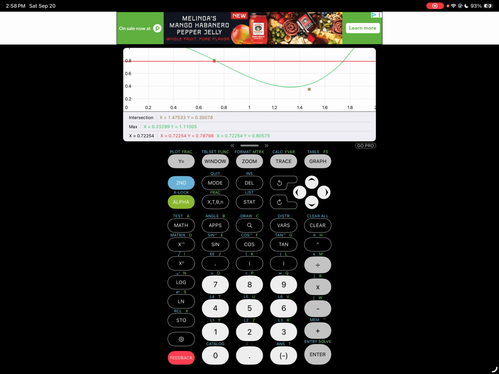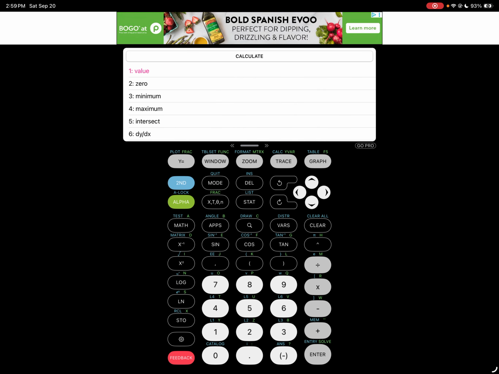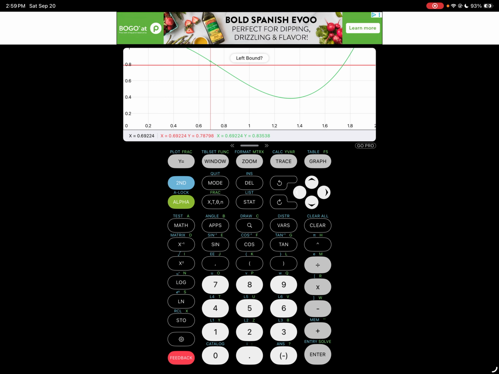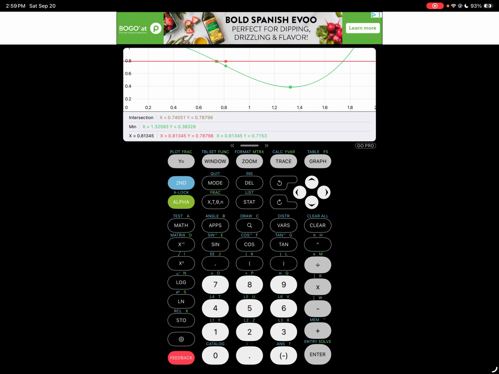So you can see that we have 2 intersections where the instantaneous rate of change is going to be equal to my average rate of change. So I'm going to go to second trace, intersect, and find out where my intersection is. So my first one is going to be at 0.74051. So you're going to write that down.